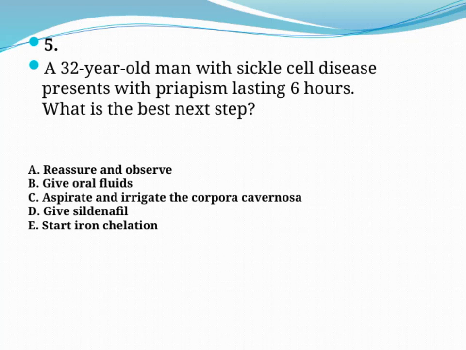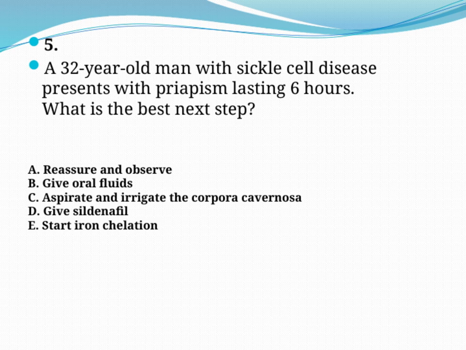All right, let's walk through the next steps in managing this case of priapism. First, it's important to reassure the patient and observe closely. This helps us monitor the situation without jumping to invasive procedures prematurely. Next, giving oral fluids can help promote hydration, which may aid in resolving the priapism. If the situation persists, we consider aspirating and irrigating the corpora cavernosa. This is a more direct approach to relieve the trapped blood and reduce the pain.